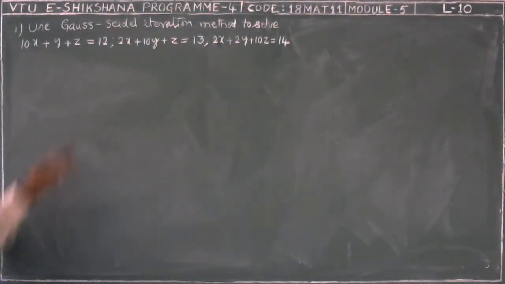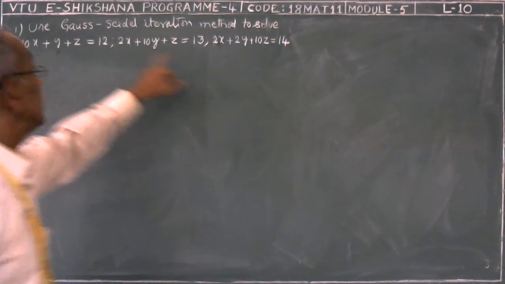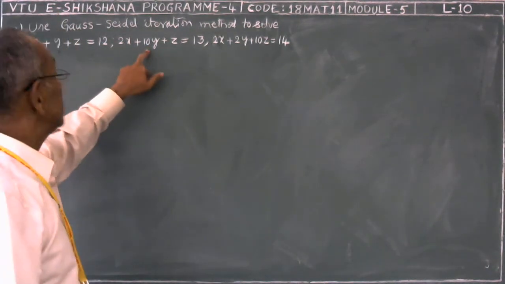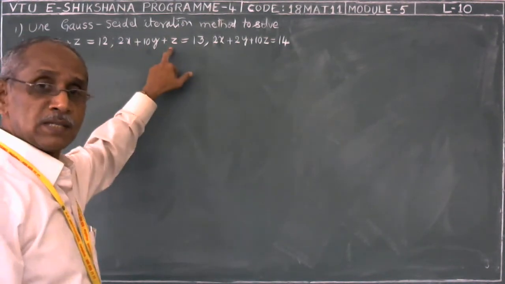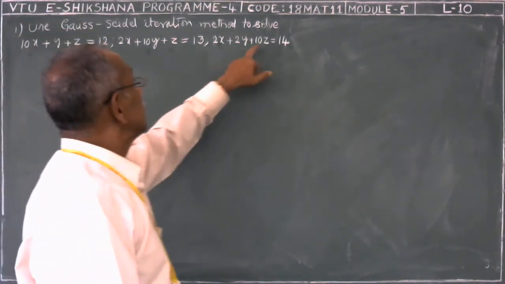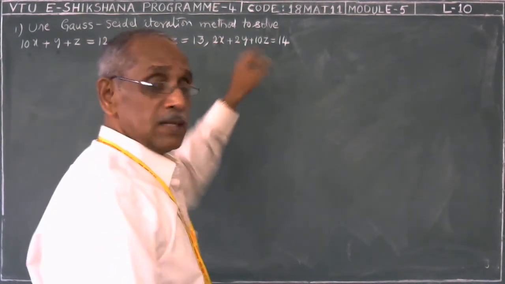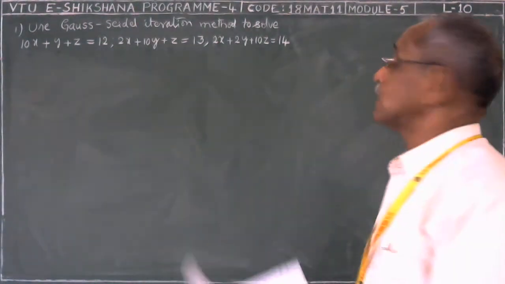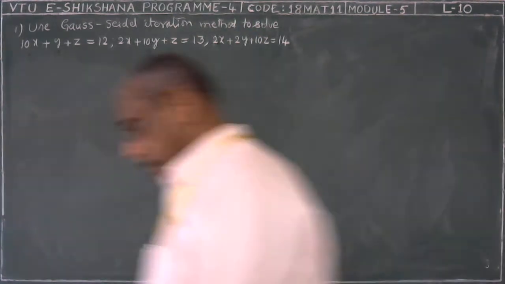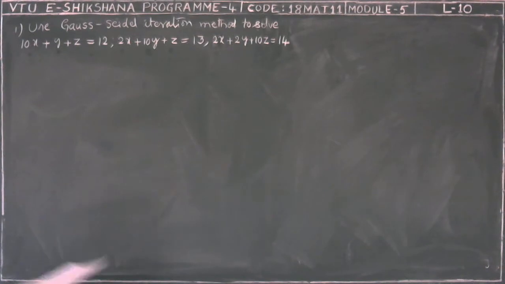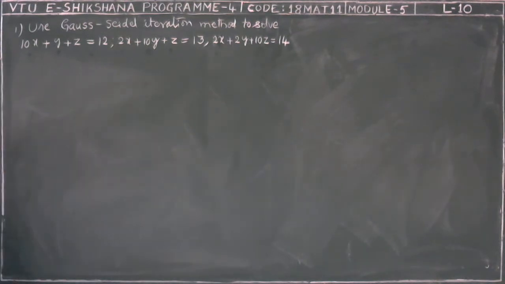This is a diagonally dominant system of equations. In the first equation, 10 is much larger than the sum of the absolute values of the coefficients of y and z, and similarly the diagonal element 10 is greater than the sum of the absolute values of the coefficients of x and z, and similarly in the third equation, 10 is greater than the sum of the non-diagonal elements, 2 and 2. So this is a diagonally dominant system, and we solve for x from equation 1, y from equation 2, z from equation 3.